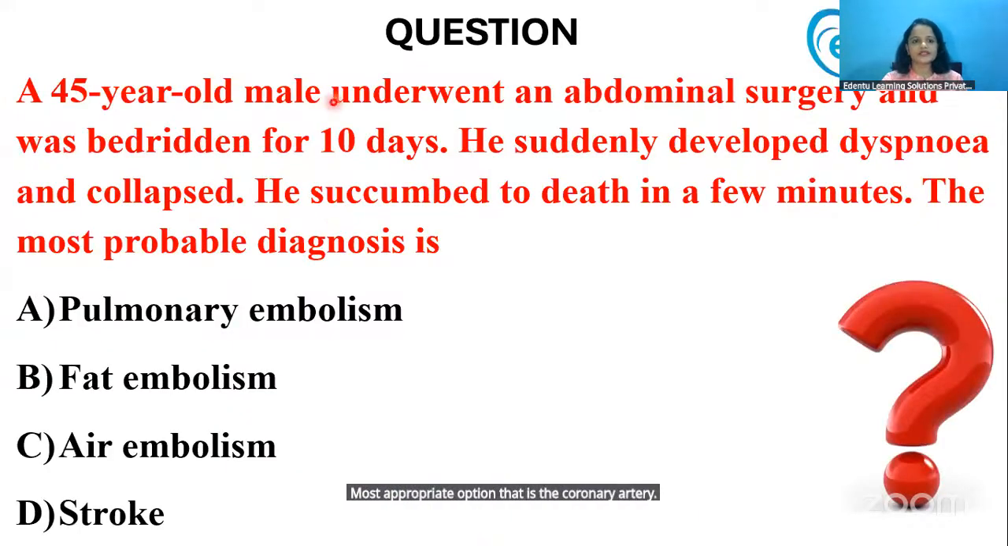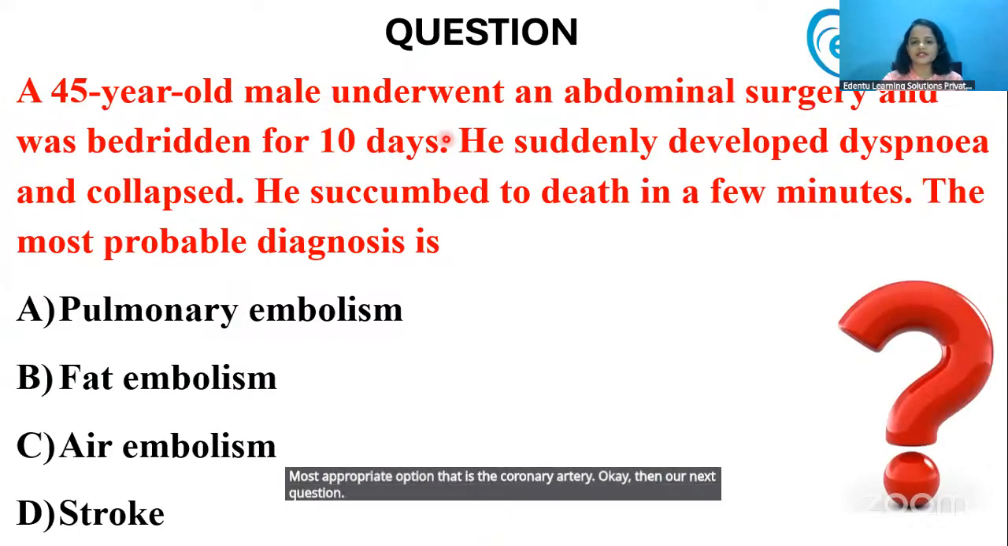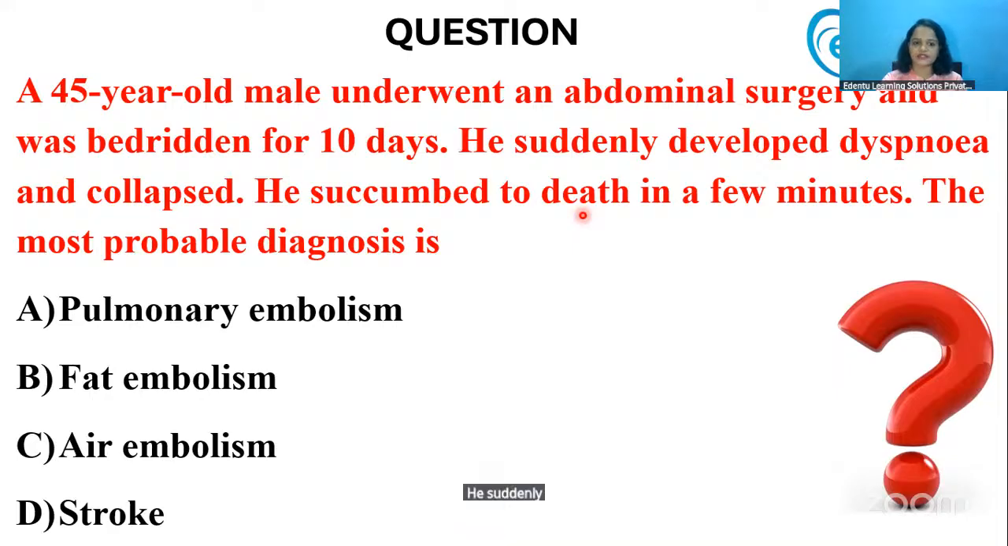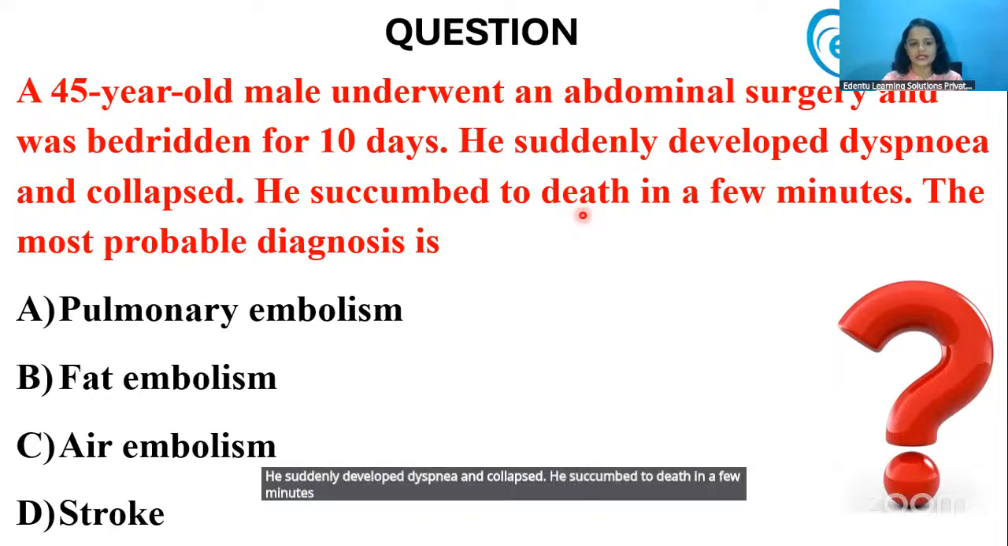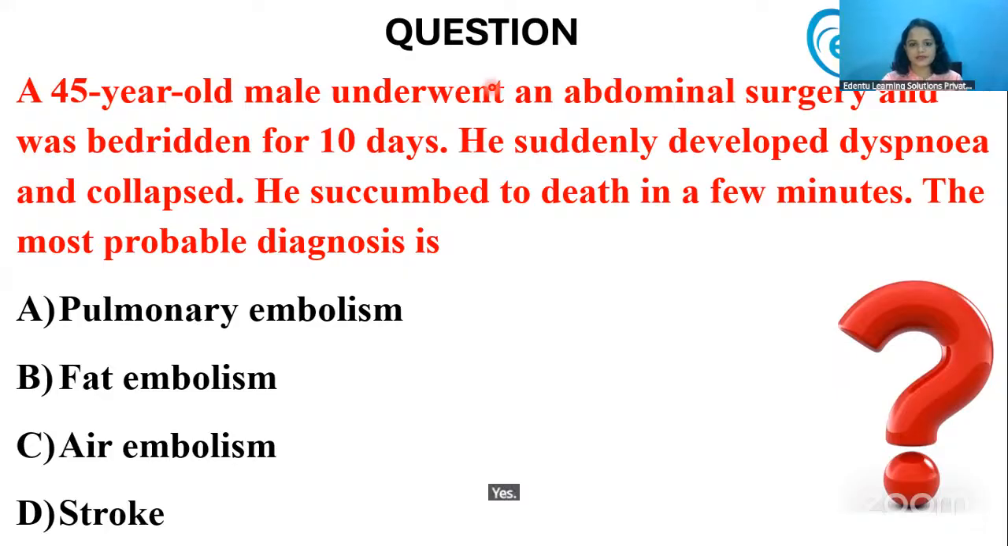Then our next question. A 45-year-old male underwent an abdominal surgery and was bedridden for 10 days. He suddenly developed dyspnea and collapsed. He succumbed to death in a few minutes. The most probable diagnosis is, what do you think it is? Is it pulmonary embolism, fat embolism, air embolism or stroke? Yes, doctors, answers, please.